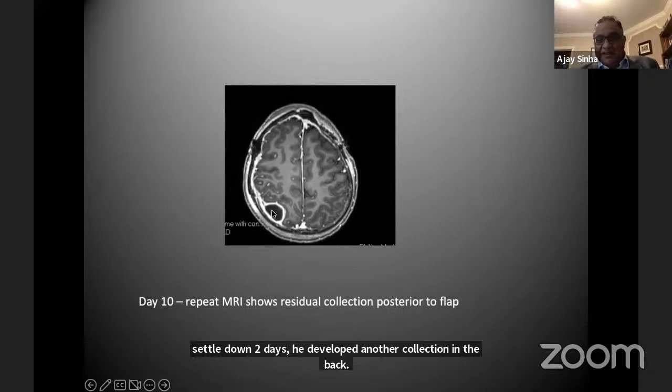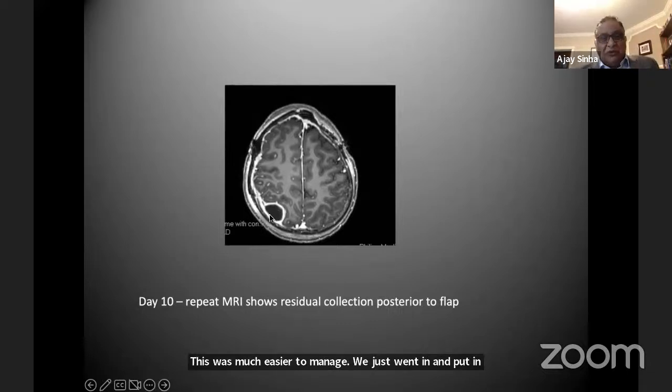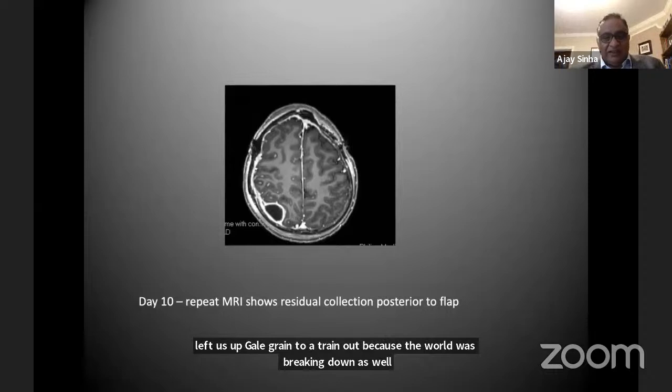We just went in and put in a burr hole and aspirated this out. And at the same time, we opened up the scar, we fixed the bone flap back and left a subgaleal drain to drain out because the wound was breaking down as well. This is quite a challenging case.